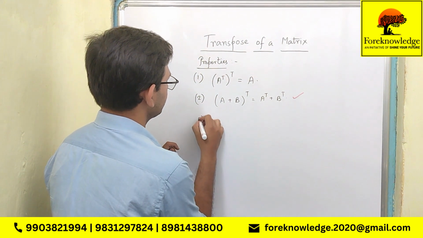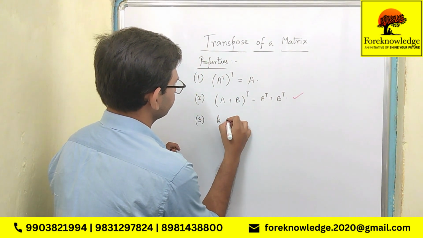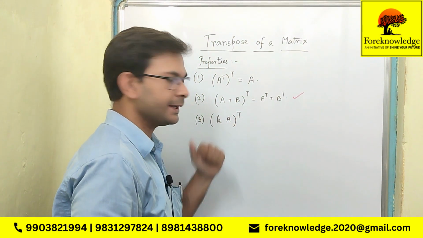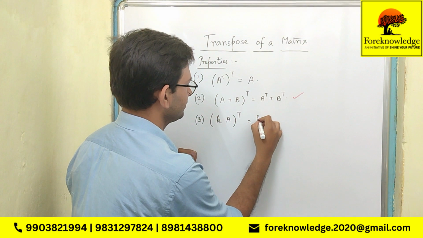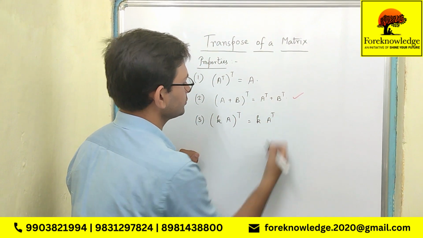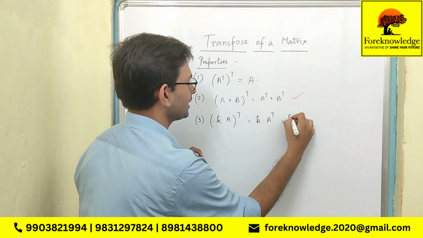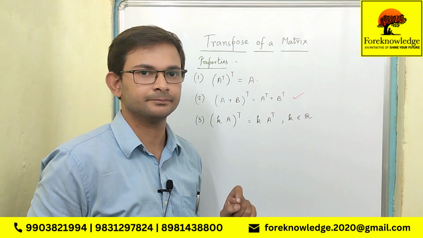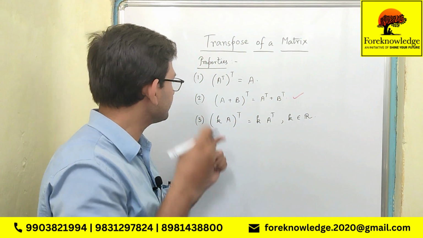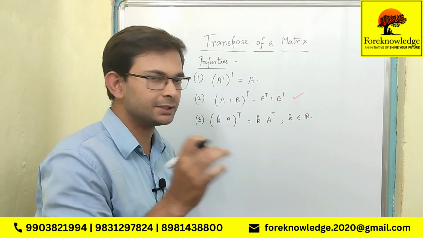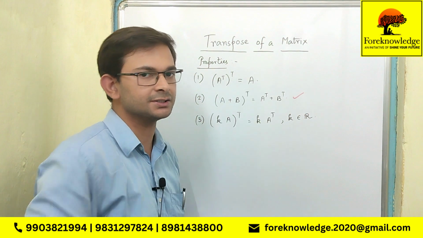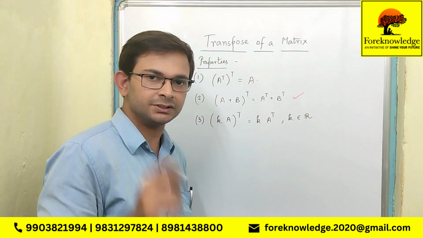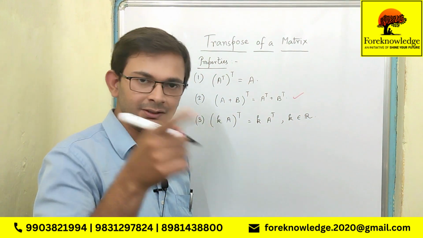Number 3. K times A whole transpose is nothing but K times A transpose with no change in K, where K is a scalar. That means if you multiply a scalar, or a real number, to a matrix and then take the transpose, it is equivalent to just transposing the original matrix and multiplying with the same scalar.